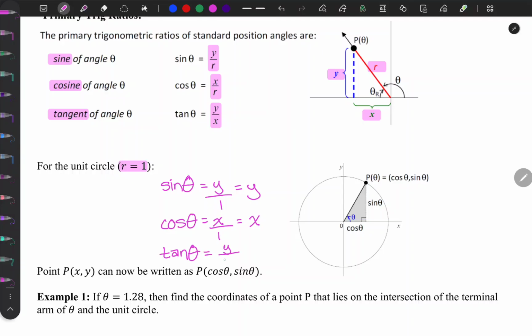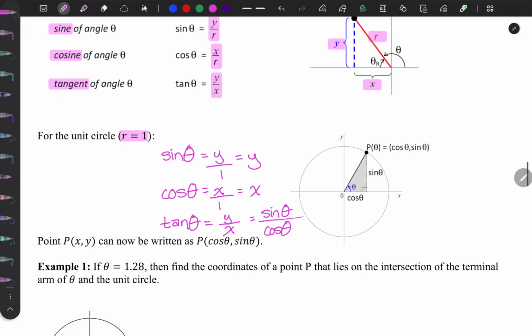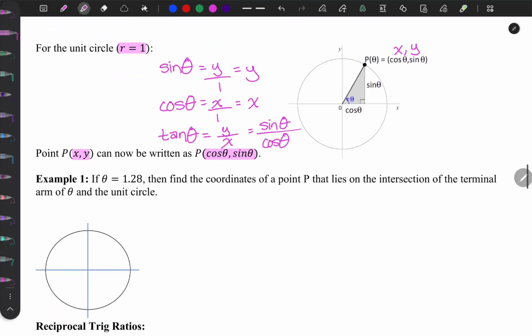is still y over x, but now we can say that y is equal to sine theta, and we can say that x is equal to cosine theta. So this also gives us a relationship between tan theta, which is that it's sine theta over cosine theta. So if we are given an angle and we are looking for a point specifically on the unit circle, we can say that the coordinate x comma y is actually cosine theta comma sine theta. So now given an angle, without knowing x or y, we can find both x and y using theta for the point on the unit circle.